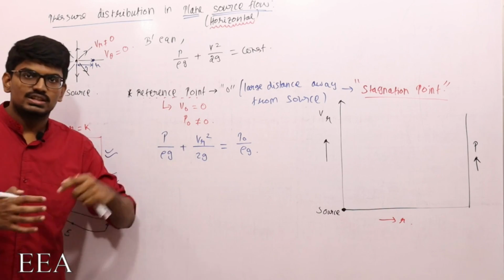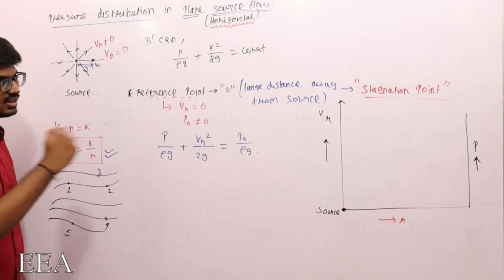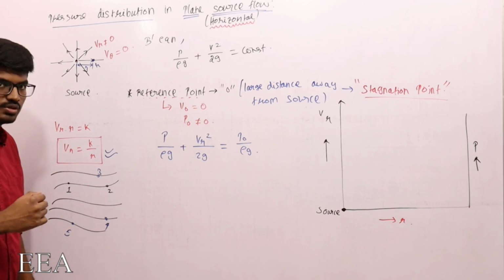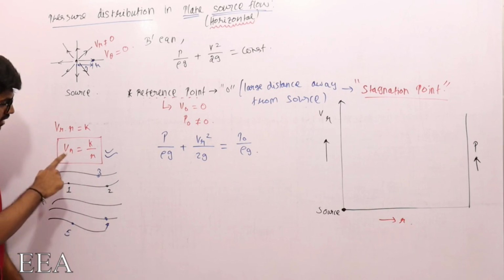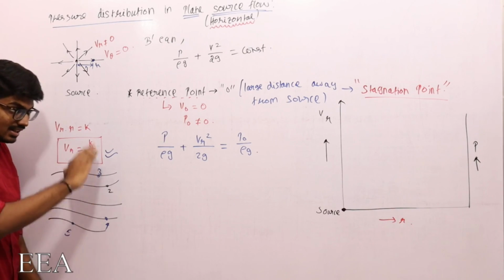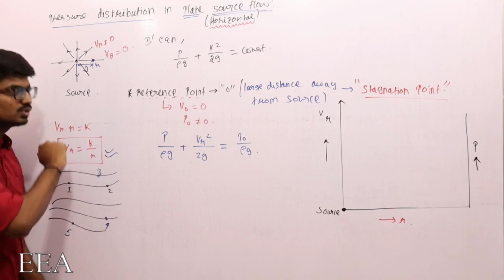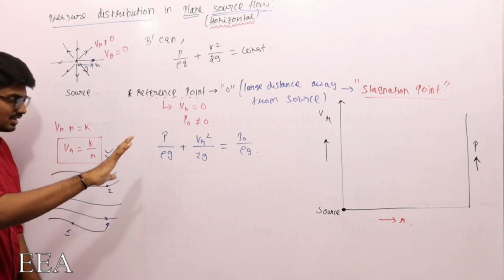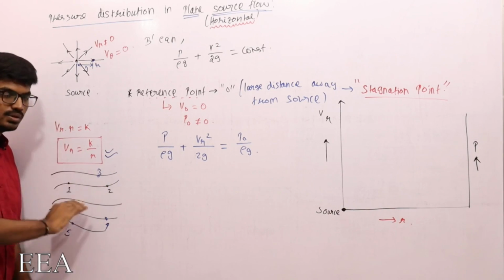If I apply Bernoulli's equation between these two, I can obviously draw the curve which is needed, the pressure distribution curve. First, how does the radial velocity vary? As the radial distance from the source increases, the radial velocity is going to decrease.